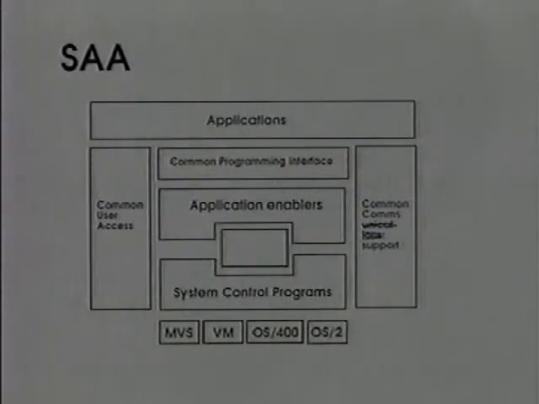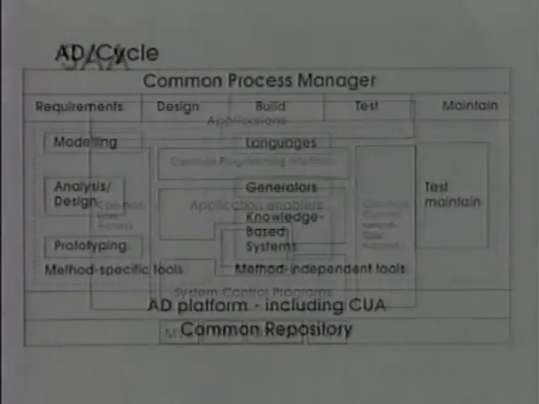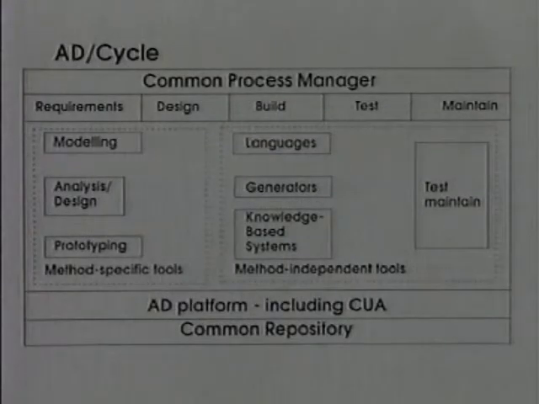For application development, IBM has two key architectures. It has SAA, which tells you what kinds of applications IBM is going to help you to build, and which we're not going to talk about in great length, and AD Cycle, which tells you how to build them.